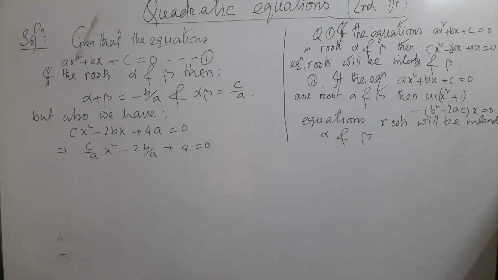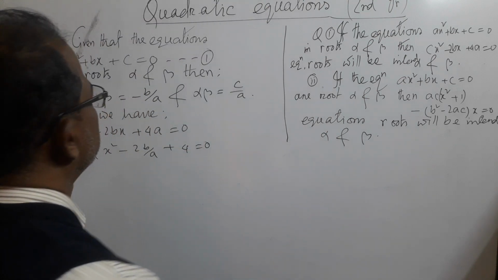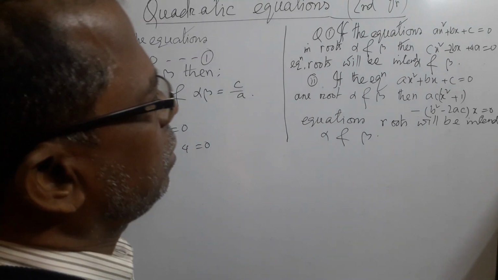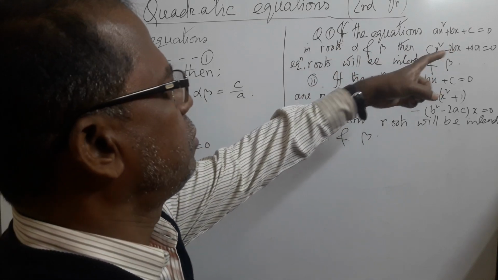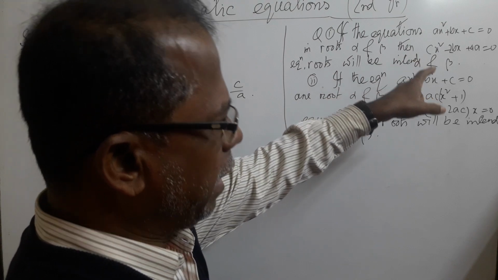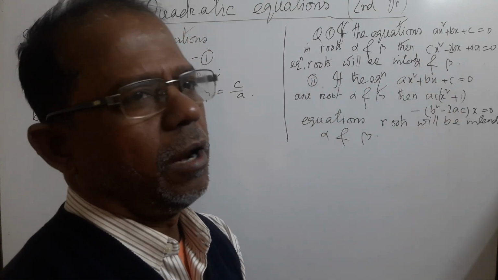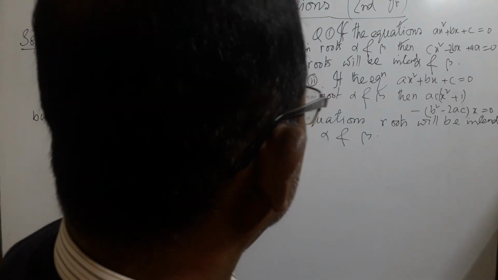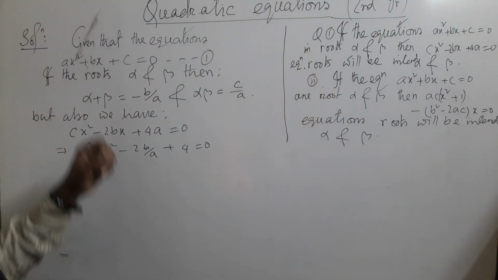Well, now I want to solve these questions on quadratic equations. First question: if the equation ax² + bx + c = 0 has roots alpha and beta, then the equation cx² + 2bx + 4a = 0 has roots in terms of alpha and beta. So firstly we have to solve this first question.